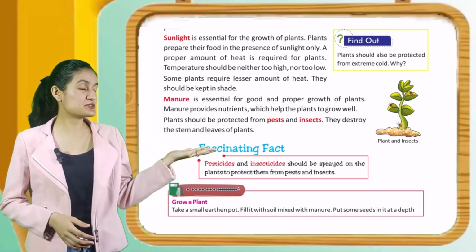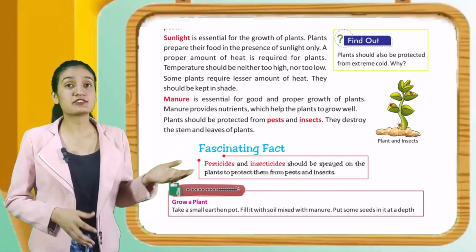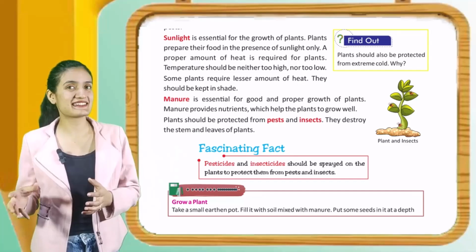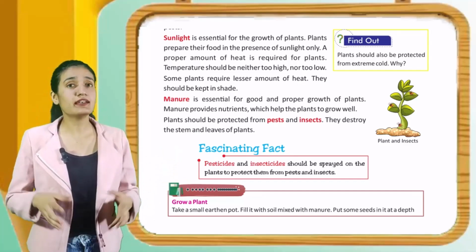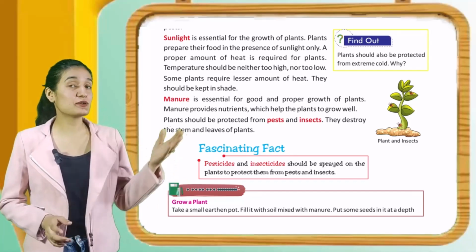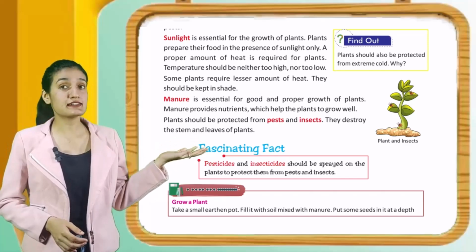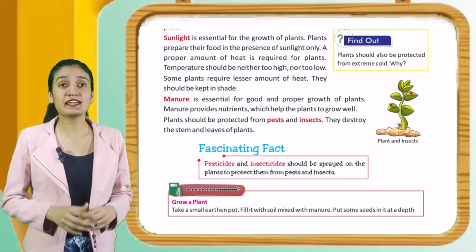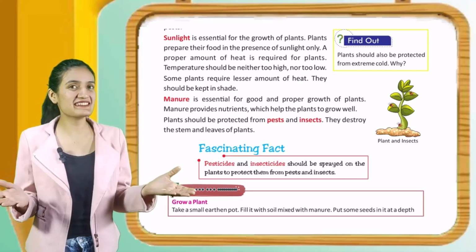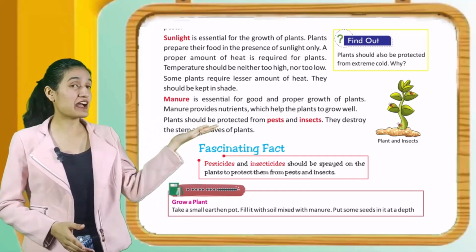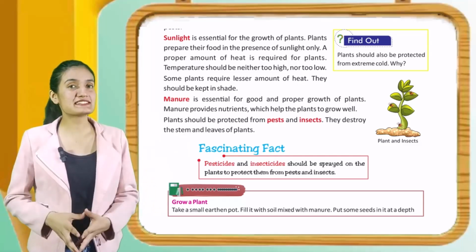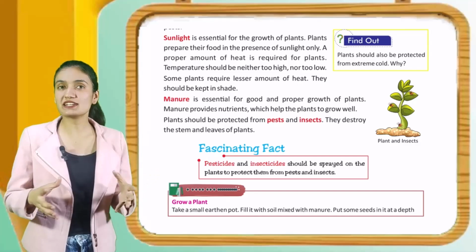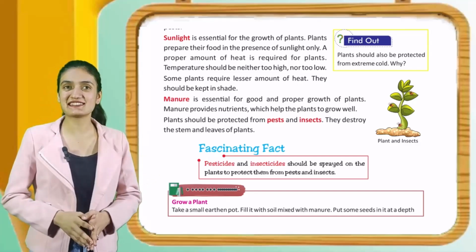Manure is essential for good and proper growth of plants. Manure provides nutrients which help the plants to grow well. Plants should be protected from pests and insects. They destroy the stem and leaves of the plant. Here you can see plant and insects. So kids, do you also love gardening and do you also take care of your plants? Now we have a fascinating fact. Pesticides and insecticides should be sprayed on the plants to protect them from pests and insects.